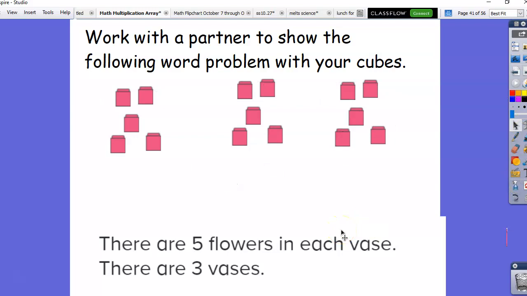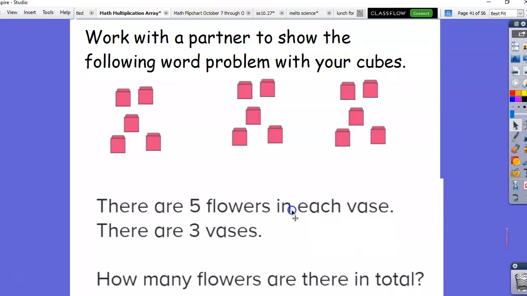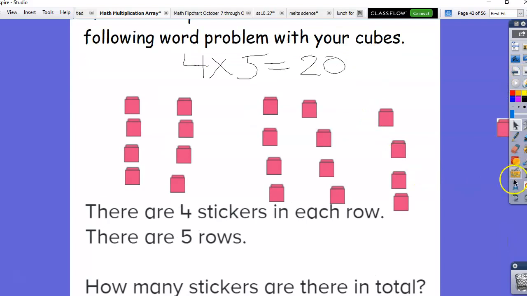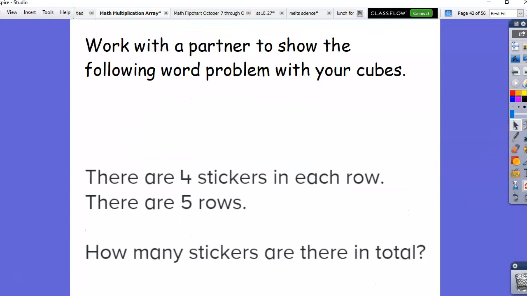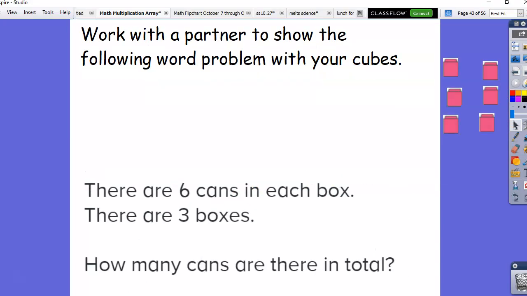Another one, we did our word problems. There are 5 flowers in each vase. There are 3 vases. How many flowers in total? Here's another, just a visual representation that we did together. And if you want to, there's some other ones that you can do. We did this page right here you could do to represent it, and this is another one that you could do to help yourself understand, to work on these.